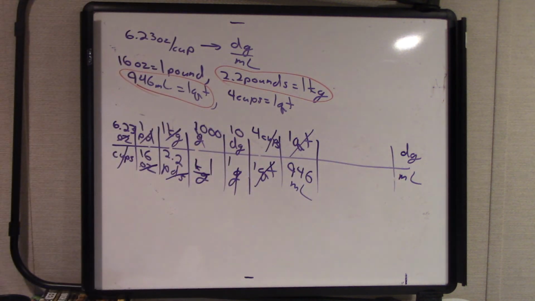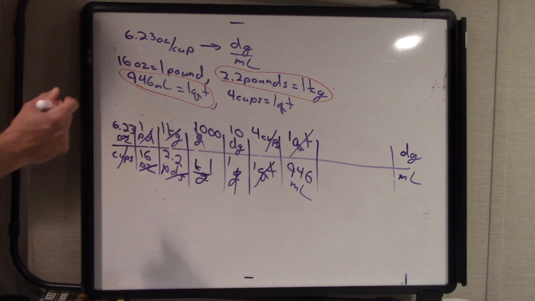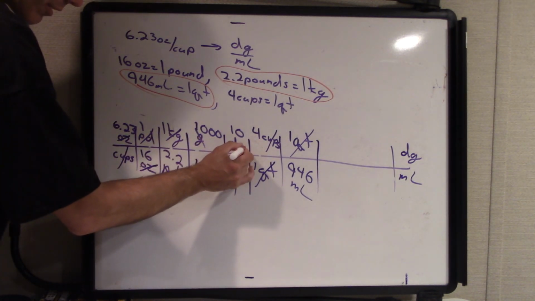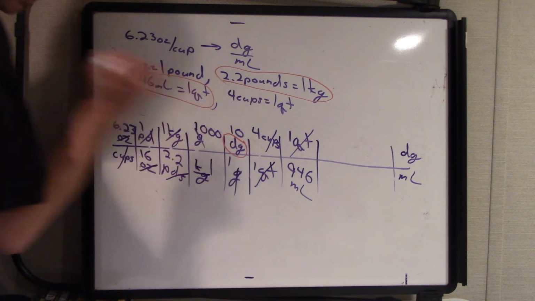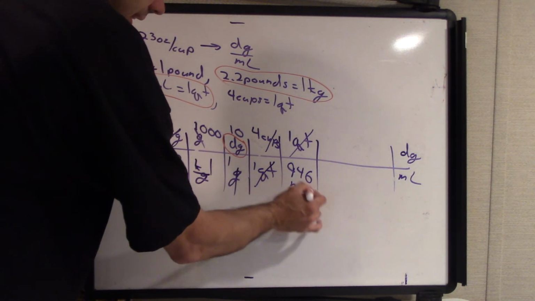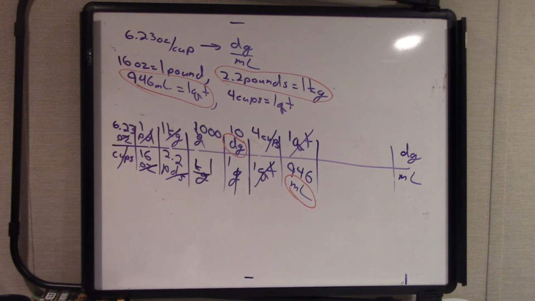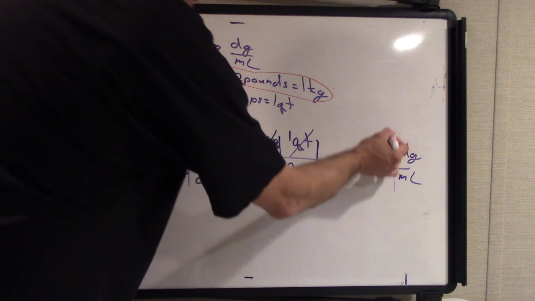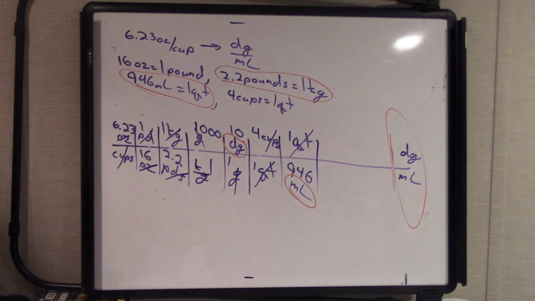If I do a quick double check of kind of what I canceled off and what I didn't, I'm going to find there's 2 things I didn't cancel. In the numerator, the one thing I did not cancel was the decigrams. In the denominator, the one thing I did not cancel were the milliliters. What am I looking for? Decigrams per milliliter.